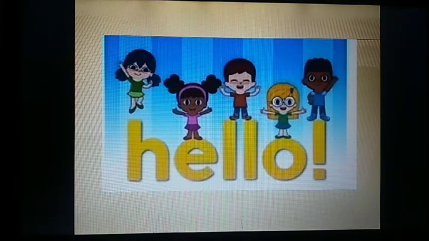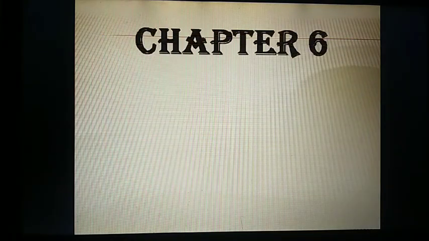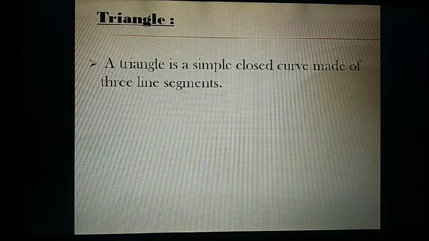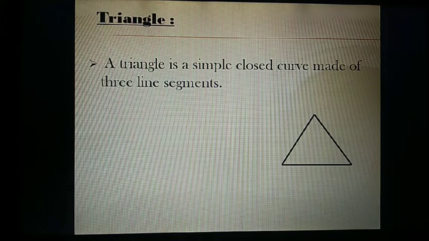Today we will start with a new chapter, chapter 6, the triangle and its properties. First of all, what is a triangle? A triangle is a simple closed figure made up of three line segments. Here you can see this is a triangle which we named as ABC.